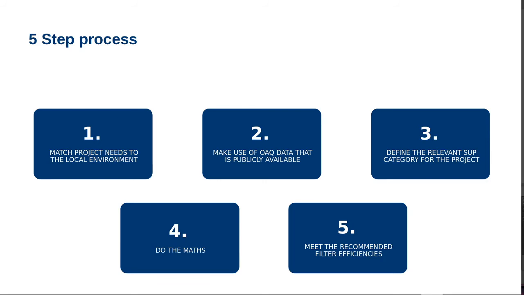The first step is to match project needs to the local environment, understand the location of the project building, followed by making use of the outdoor air quality data that is publicly available. Step 2 results in finding the ODA category. The third step is to define the relevant subcategory for the project. What quality of air is the project building delivering to its users? Is it a sub-3 or a sub-2?